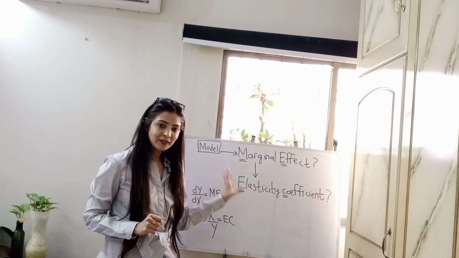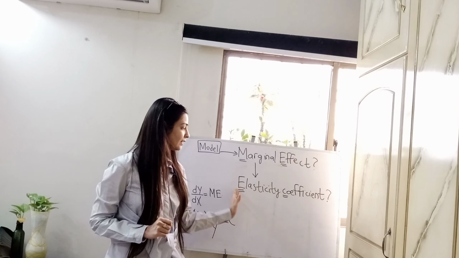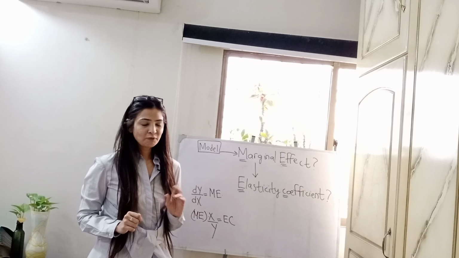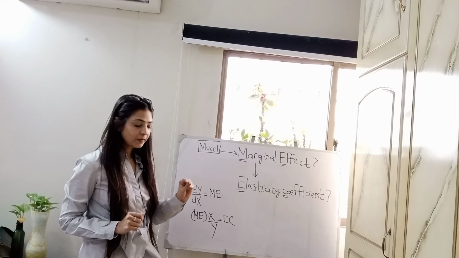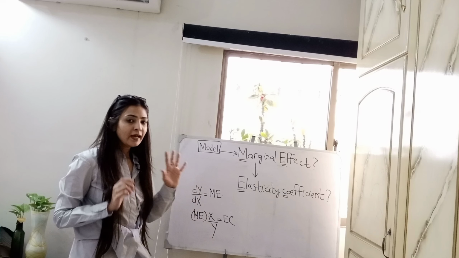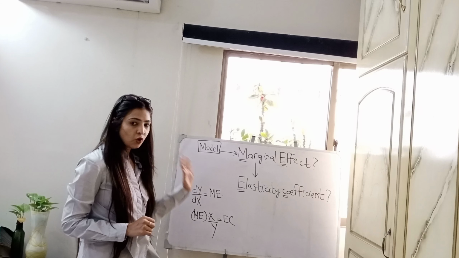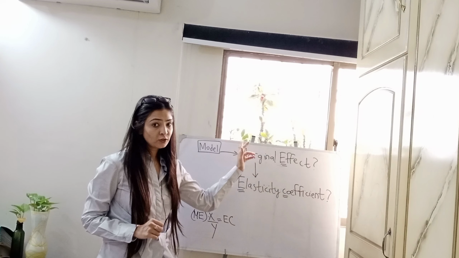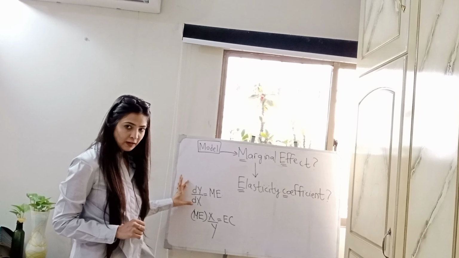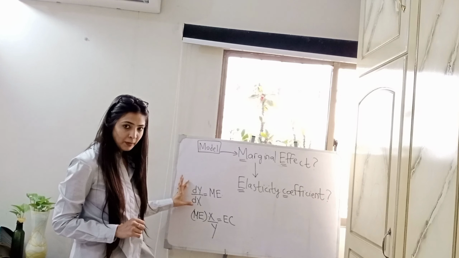And similarly, obtaining the elasticity coefficient, that is EC, is also very straightforward. You simply have to multiply ME by x over y. In other words, the answer that you get in the first step, which is to obtain the marginal effect, when you get dy by dx, the answer at this step is simply going to be multiplied by x over y and that is going to give you the elasticity coefficient.